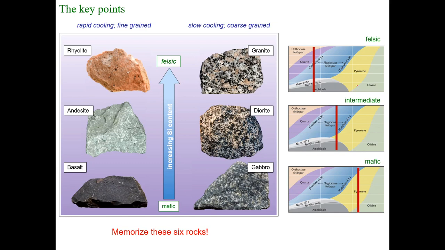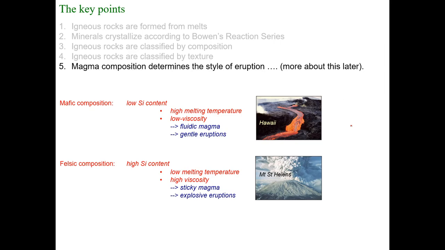So you want to memorize these 6 rocks. You want to know these felsic, intermediate, mafic terms. I'm trying to see if there's anything else you need to know. You should know that mafic lavas are higher melting temperature, low viscosity, gentle eruptions. Felsic lavas are low melting temperature, high viscosity, and explosive eruptions. Okay, you should know all that.